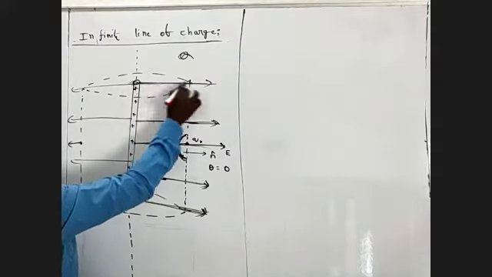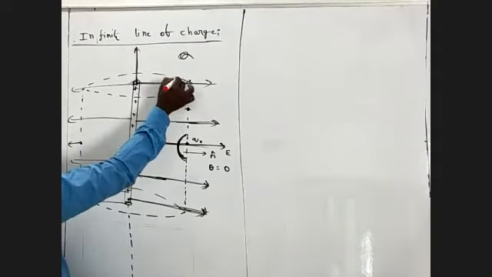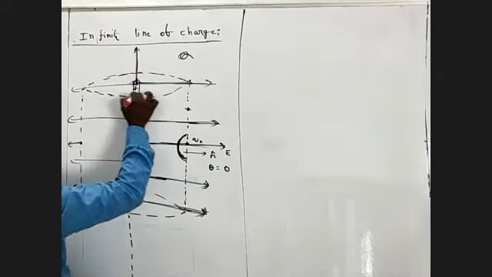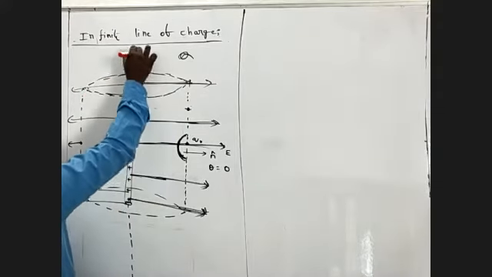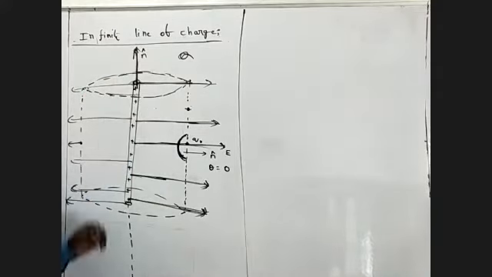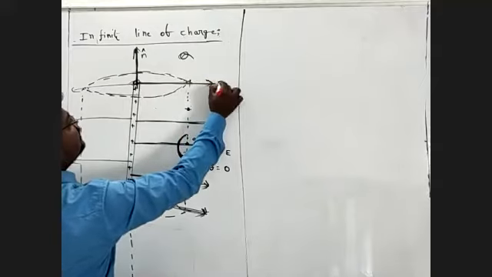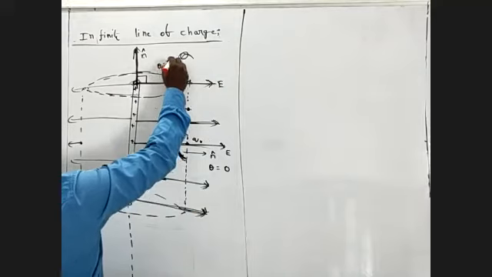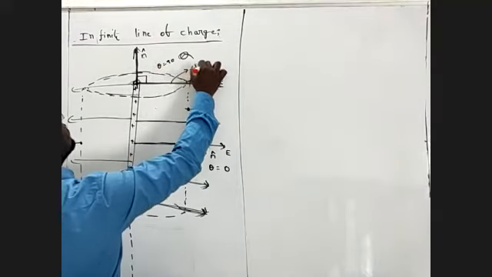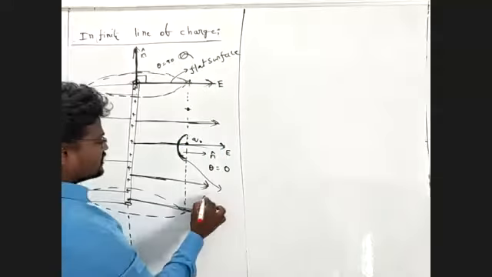This is a flat surface. What is the shape? This is a circle. This is the N cap, the outward direction. This is the direction of electric field. The angle between N cap and E bar is theta equal to 90 degrees, because this is a flat surface. The other one is a curved surface.